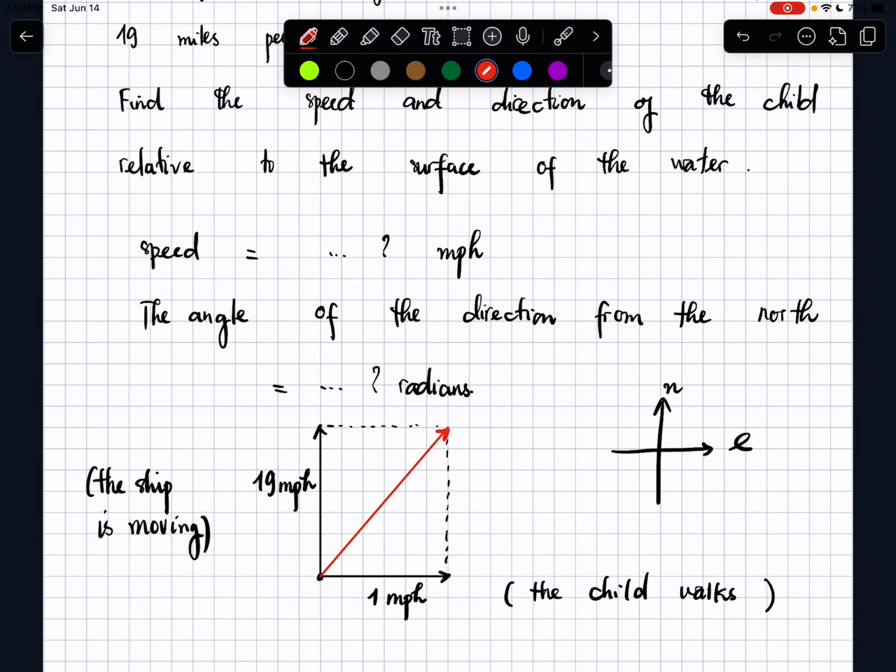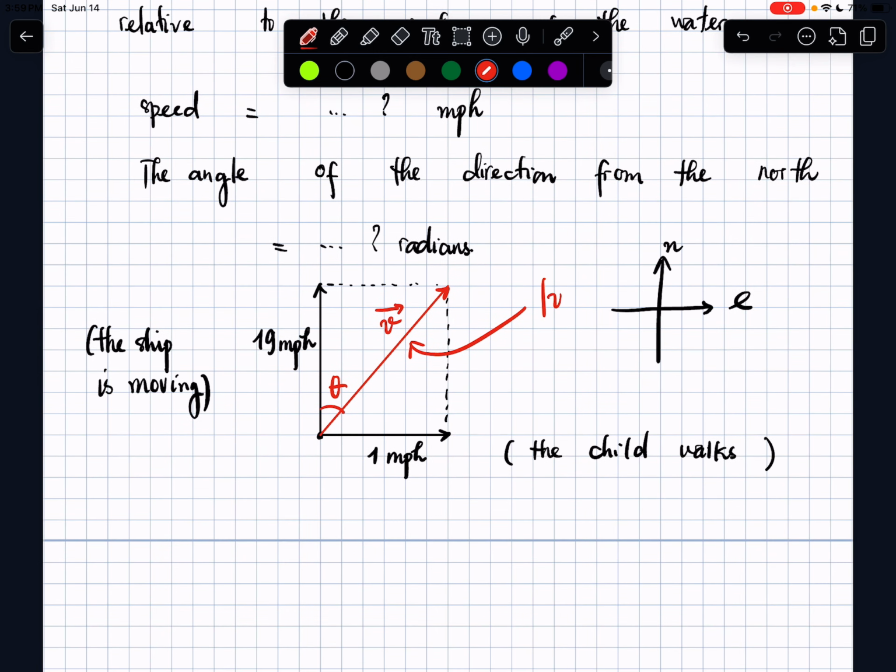Okay, now we need to compute, say, let's say vector v. Compute the speed, which is the length of the vector, and compute the angle, which is the direction. So the angle from the north, so theta. So we compute the length of v and compute the angle theta, radians. Okay, so let's do that.